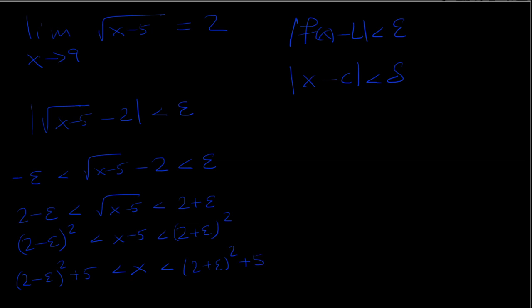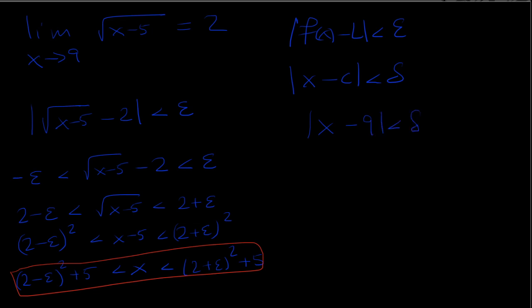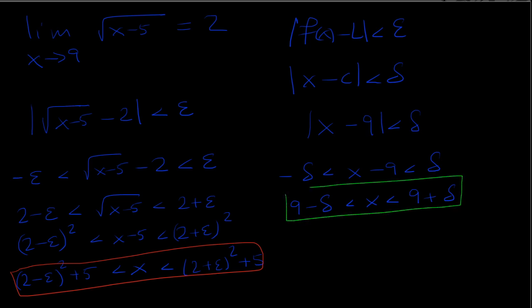Okay, and so we found our first inequality that involves x. The second step now, we're going to be looking at the absolute value of x minus 9 less than delta, since we're approaching x equals 9. And so that is negative delta has to be less than x minus 9 less than delta. We'll add 9 to both sides, so we have 9 minus delta less than x less than 9 plus delta. And that's the other inequality we have for x.